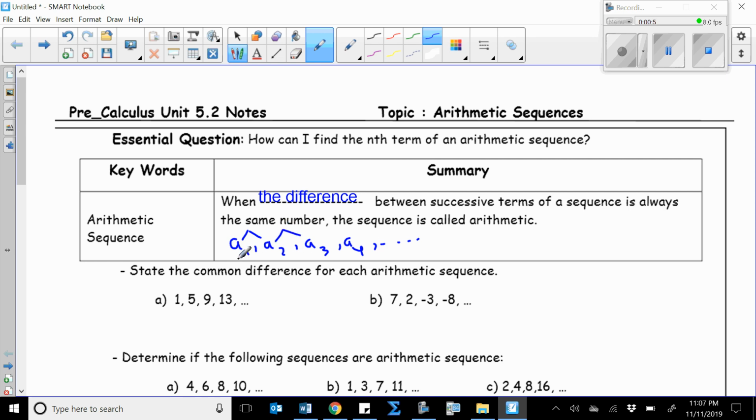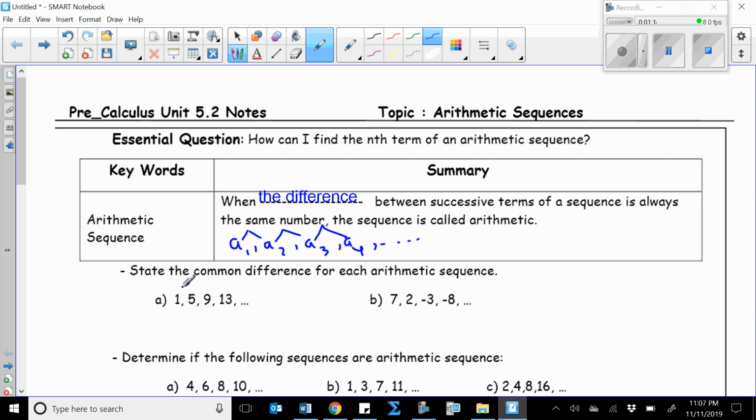A2 and A3. A4 and A3, because A4 comes after A3. So these are the successive terms here. Now, if the difference between any two successive terms is always the same thing, then this sequence is called arithmetic sequence. Let's look at this example.